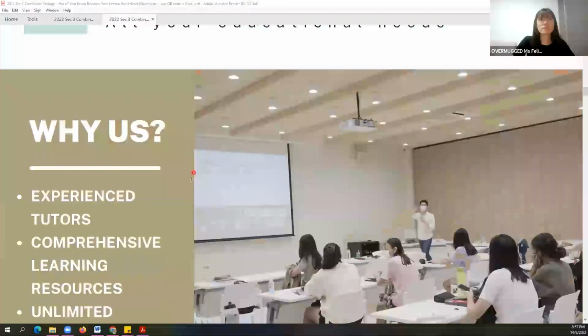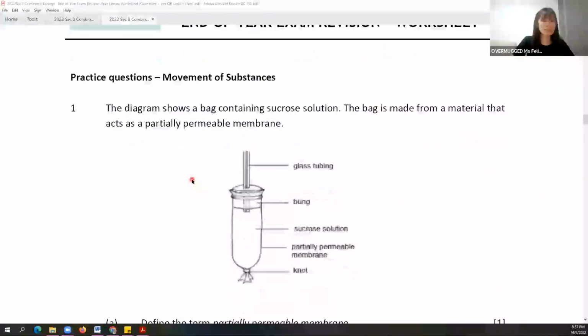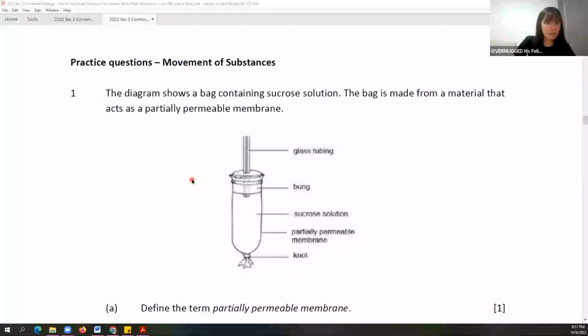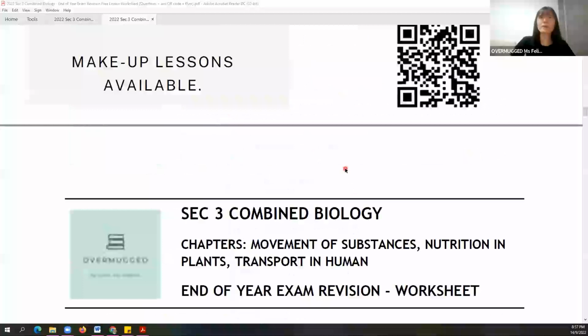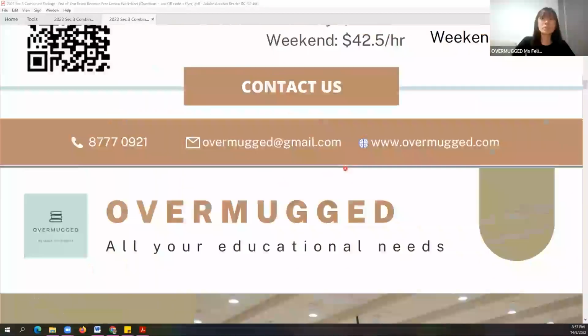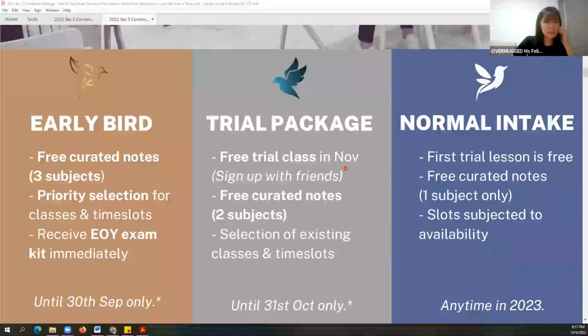So let's take a look at the first question over here. Diana is asking about the trial package. Regarding the trial package, you are asking, do we learn Sec 3 or Sec 4 topics? Because this is in November, you already finished your Sec 3 class, right? So that means you will be either doing a Sec 3 revision topic or a Sec 4 head start. That will actually depend on the teacher.